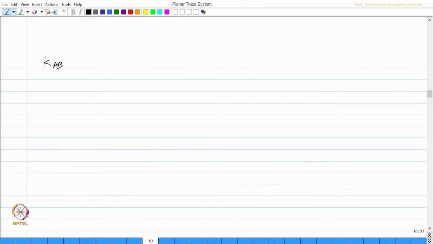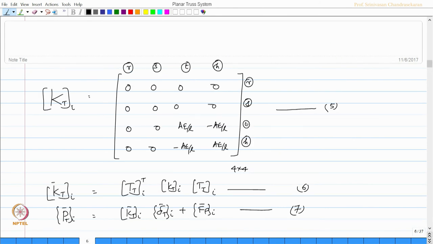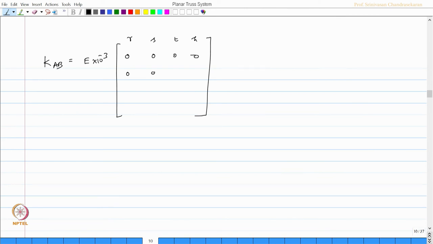One can also find KAB using this relationship. We know K local is going to be, from equation 5. So, use equation 5, A, E and L are known. Therefore, I can easily find KAB, which will be E into 10 power minus 3. For the local labels R, S, T and H, okay, it will be 0, 0, 0, 0, 4 zeros here, 2 zeros here, this is also R, S, T and H, 1.25, minus 1.25, minus 1.25 and 1.25.